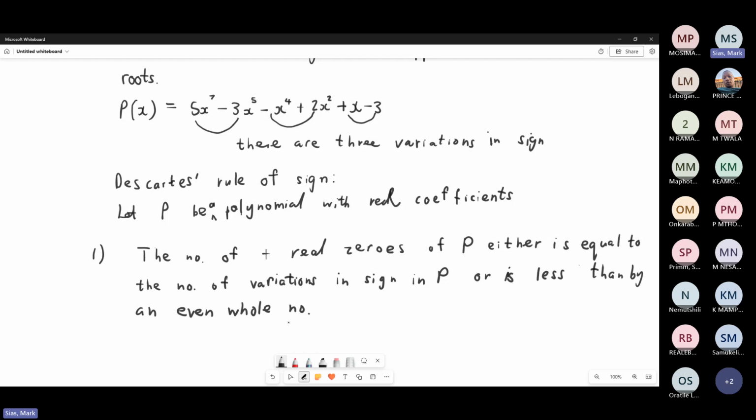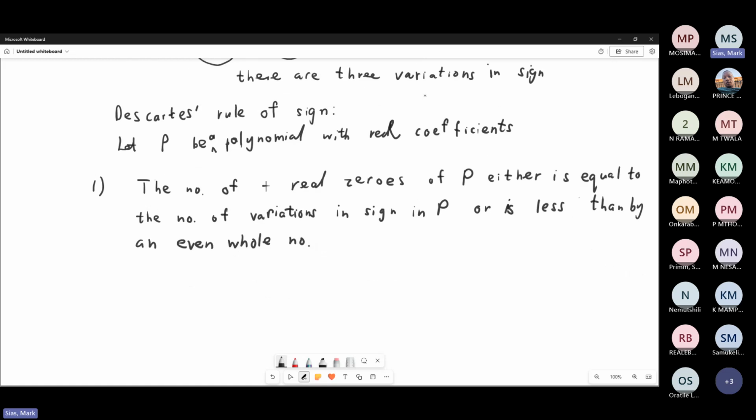The number of positive real zeros of P either is equal to the number of variations. Remember on top there for P of x, we had 3 variations when we arrange the powers in descending order. So they say the number of positive real zeros of P either is equal to the number of variations in sign in P, or is less than by an even whole number. We'll explain that when we come to that, okay? Well, what's an even whole number? 2, 4, 6, 8, etc. And this will become clearer when we deal with an actual example.